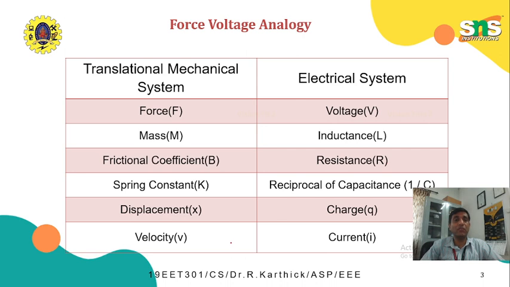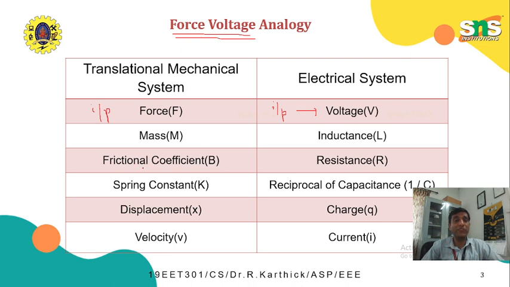Now you can see for a translational mechanical system, the input is nothing but the force that we are going to give. Whereas in the electrical system, the input is nothing but the voltage. So therefore, the system is called the force voltage analogous system. It is based on the input. Force is the input in a mechanical system, which is analogous to the voltage in an electrical system. The next one is the mass M of a mechanical system, which is analogous to the inductance L of an electrical system. So mass M is analogous to electrical inductance.